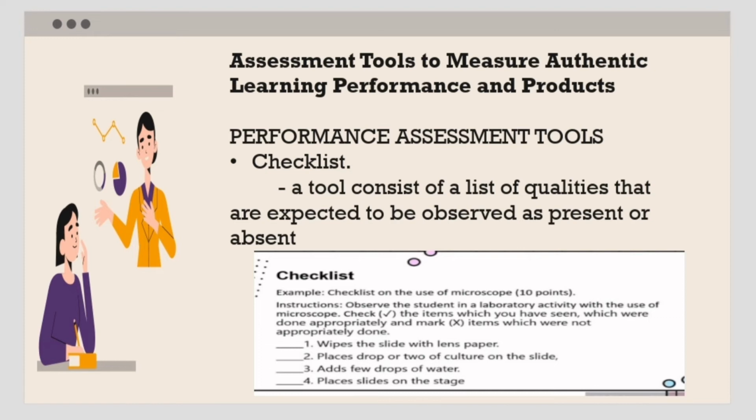So there are different kinds of performance assessment tools. First, we have the checklist. The checklist is a tool that consists of a list of qualities that are expected to be observed. If present, it is marked or checked, and if absent, it is marked with an X. So here is an example of a checklist.